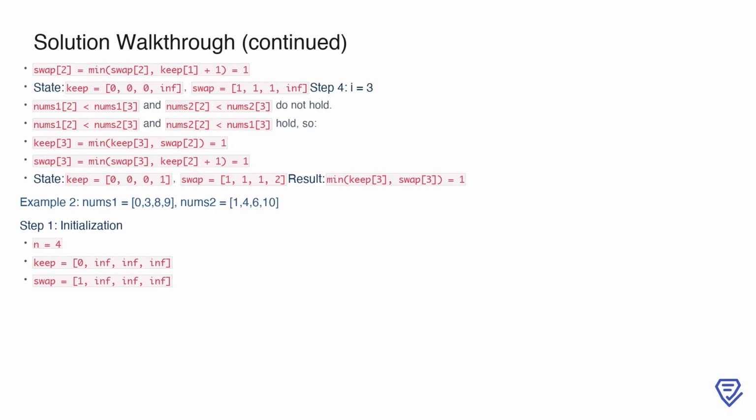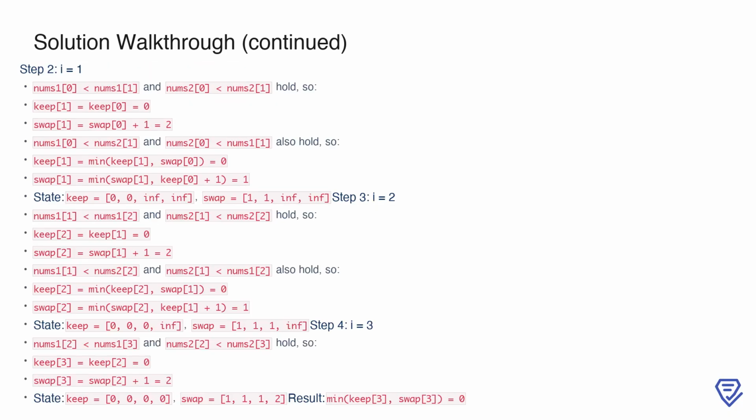To determine the result, we take the minimum of keep[3] and swap[3], which is 1. This tells us the minimum swaps required to make the sequences increasing for this example is 1. Now, we begin another example with nums1 equals [0, 3, 8, 9], and nums2 equals [1, 4, 6, 10]. First, we initialize. Here, n is still 4, and the keep array starts as [0, infinity, infinity, infinity], while the swap array is [1, infinity, infinity, infinity].